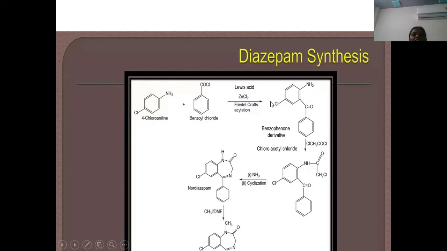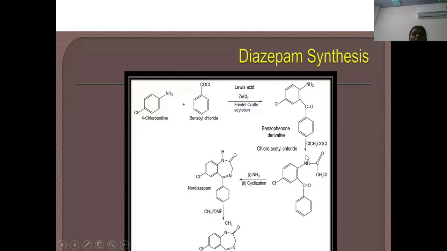This reaction is carried out in the presence of a Lewis acid, zinc chloride, which acts as a catalyst. So it undergoes a Friedel-Crafts acylation reaction, and we get the next structure like this: aniline attached with Cl, with a C double bond O group in between, and the addition of C6H5 due to the removal of Cl.